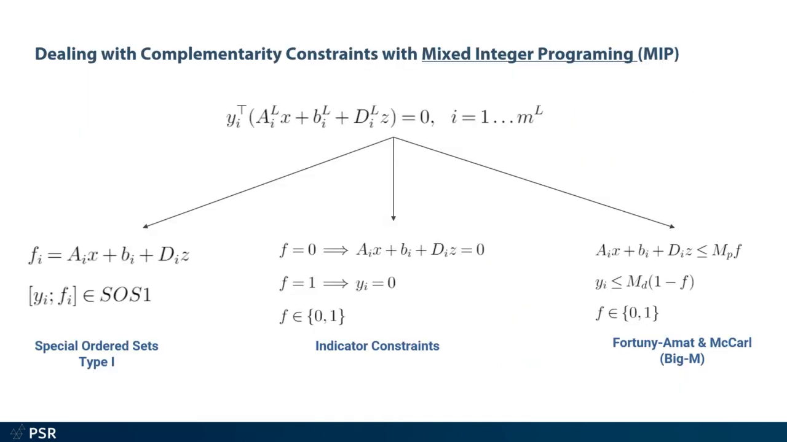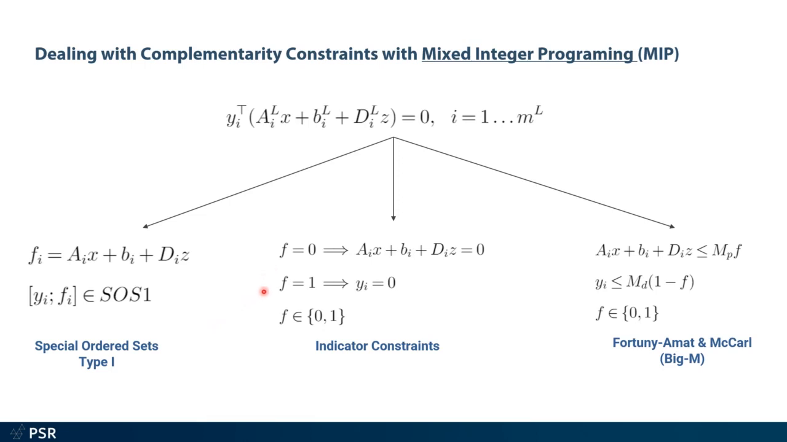Here we present three classic ways of reformulating the complementarity constraints with mixed integer programming. So we'll take our complementarity constraint and either use an SOS of type 1, which will mean that either y, the dual variable, or f, representing the affine part of the linear constraint, will be 0, and the other one will be free to any value.